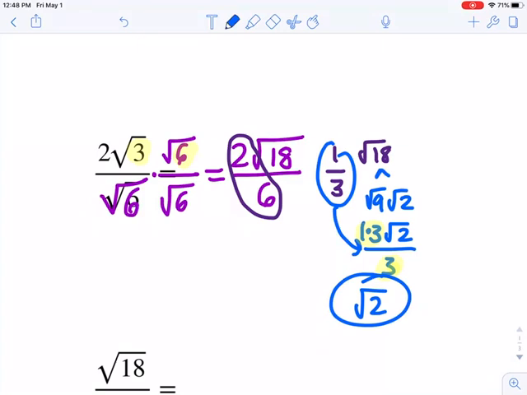All right, this is complex stuff at first, but we're progressing through it, building our skills. This is a great example of why rationalizing the denominator is good. I had 2 radical 3 over radical 6. That's bizarre. I have no idea what that number is. I see radical 2. I know that's about 1.4.